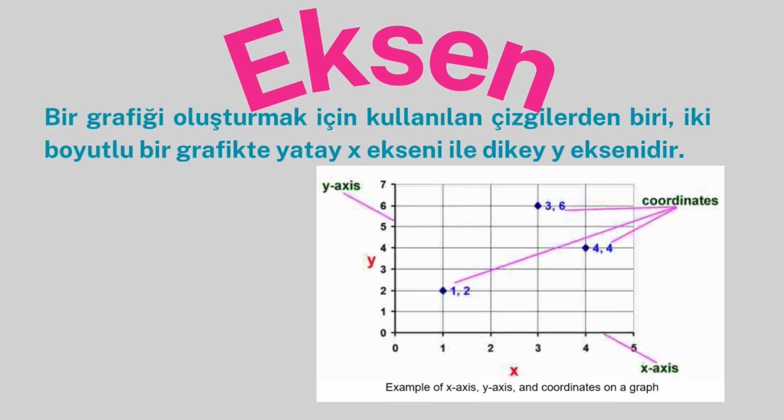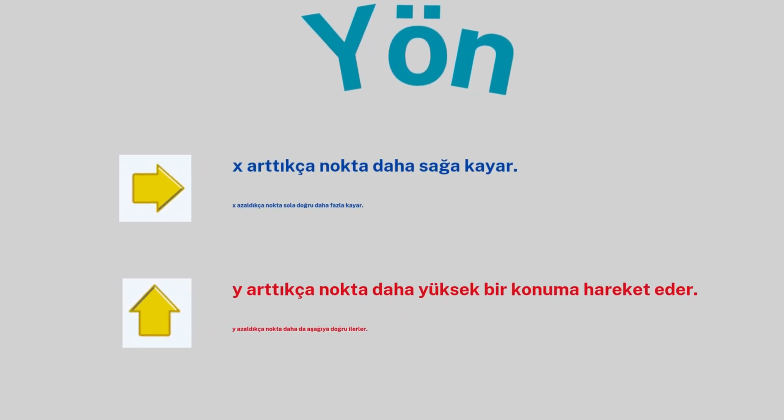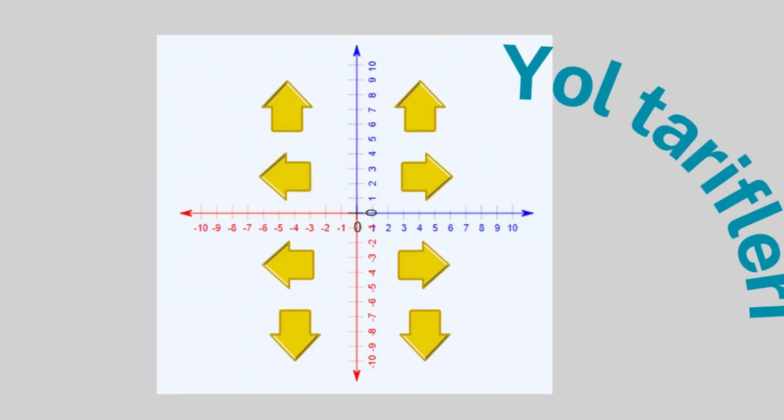Axis. One of the lines that is used to form a graph. There is the horizontal x-axis and the vertical y-axis in a two-dimensional graph. Direction. As x increases, the point moves further right. When x decreases, the point moves further to the left. As y increases, the point moves further up. When y decreases, the point moves further down.